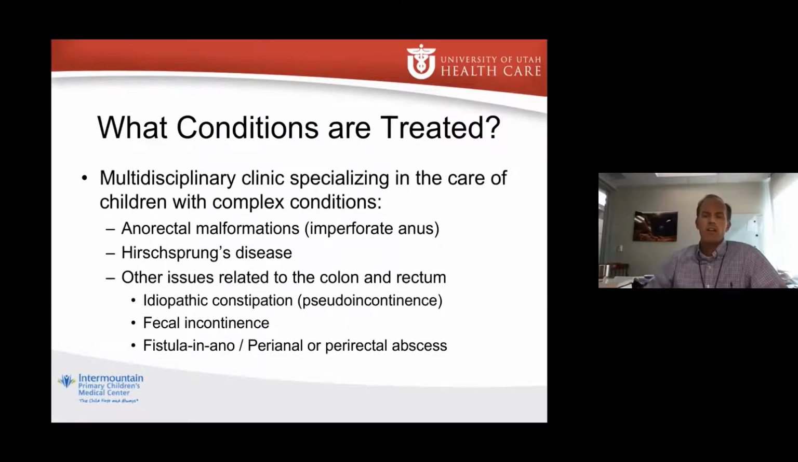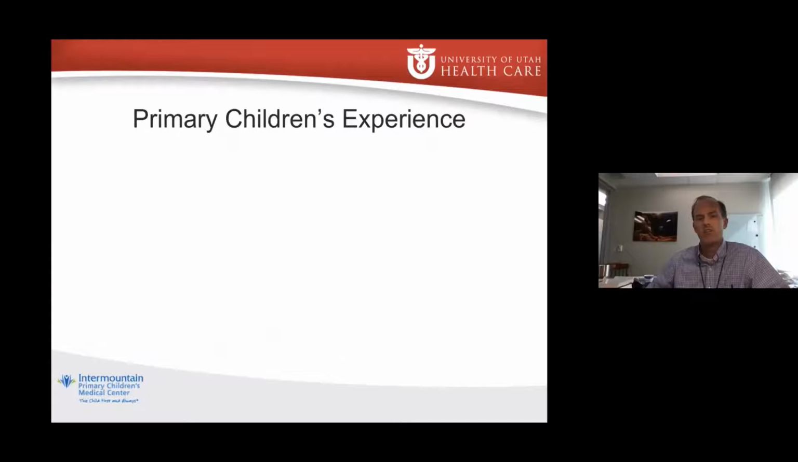In our clinic, every clinic is a little bit different, but we definitely see anorectal malformations and perforated anus. They also focus on Hirschsprung's disease and other issues related to the colon and rectum, like idiopathic constipation, fecal incontinence, and other things like that. Each center will decide what they want to see and what they don't want to see.